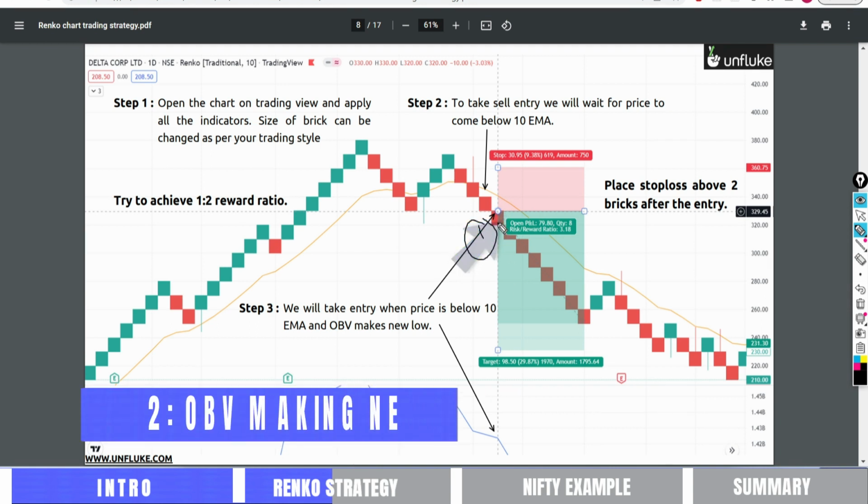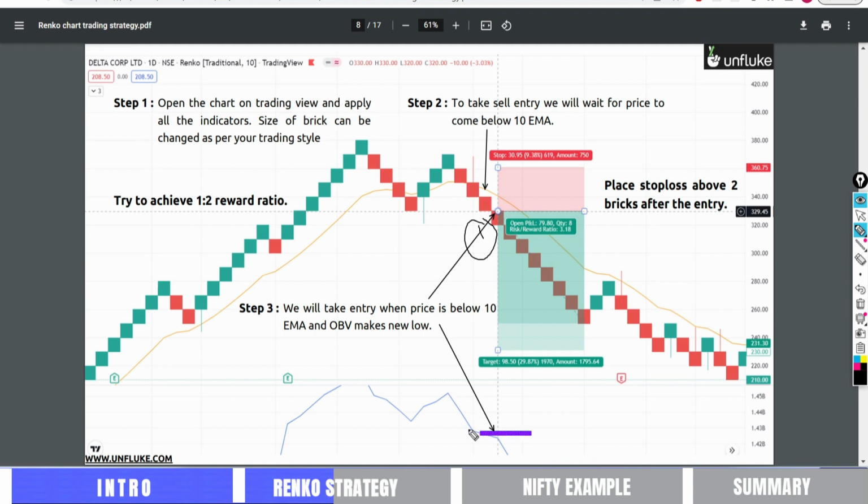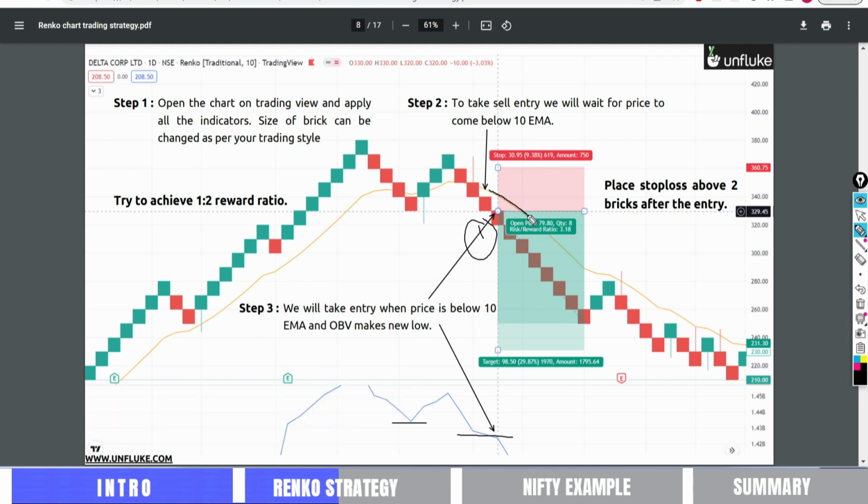At the same time, when the red brick is formed, I am looking if the OBV is making a new low. So as you can see, this was the previous low. It has made a new low. That means the volume is reducing, and at the same time, the RENKO was below the exponential moving average. So all my conditions are true. I can go for the selling trade here.